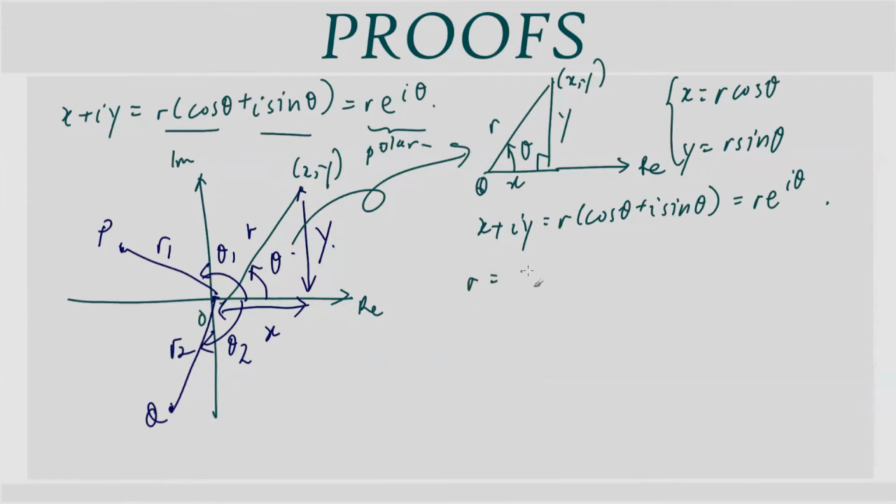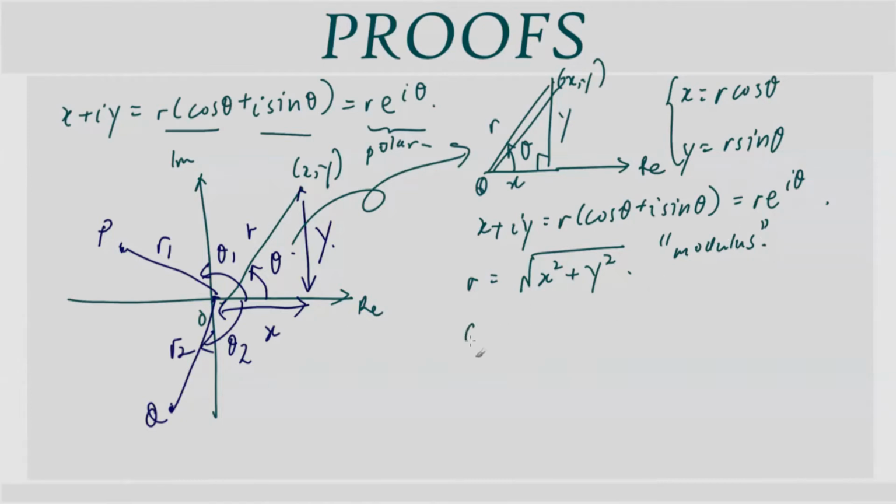r is equal to the square root of x squared plus y squared, right? Because this is the diagonal distance of the point from the origin. r is the hypotenuse, and using Pythagoras theorem, we can get that. So r is, in fact, we call it the modulus of the complex number. The modulus of the complex number is equal to the square root of x squared plus y squared.